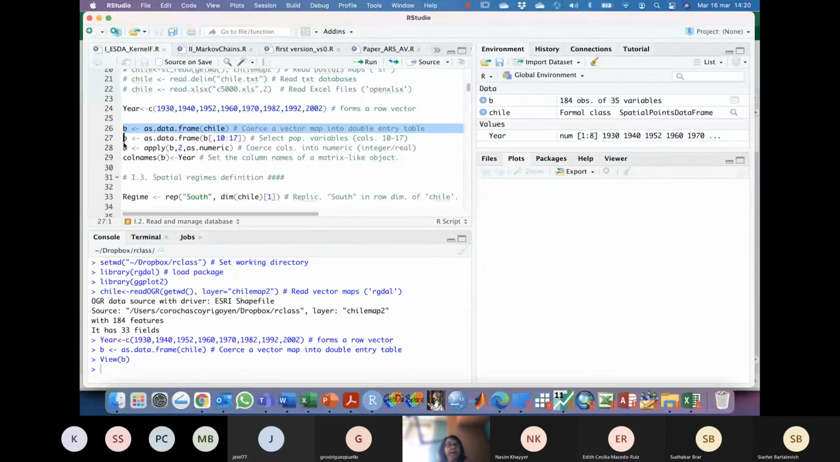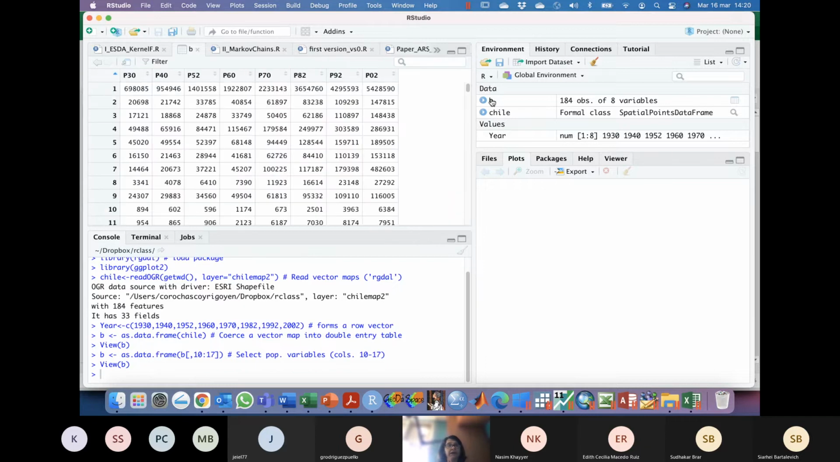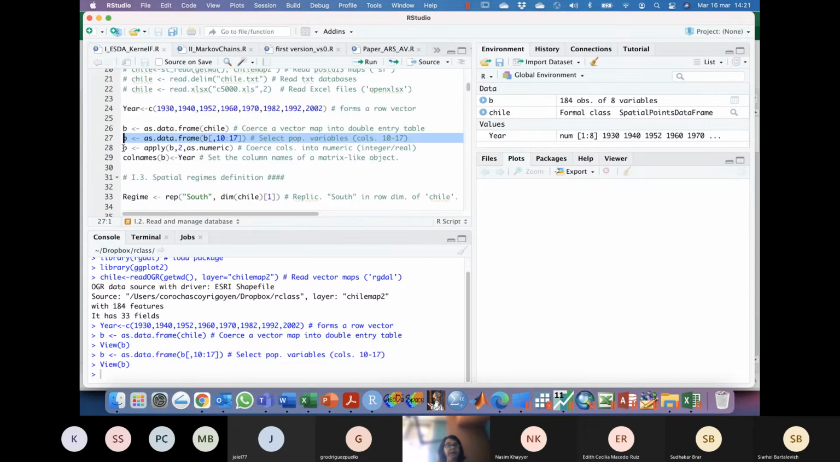Now I'm selecting, from columns 10 to 17, only the population variables, because as you saw, I had lots of columns that are useless for our study. Now if I open B again, I only get these population variables, which are the ones that I need.